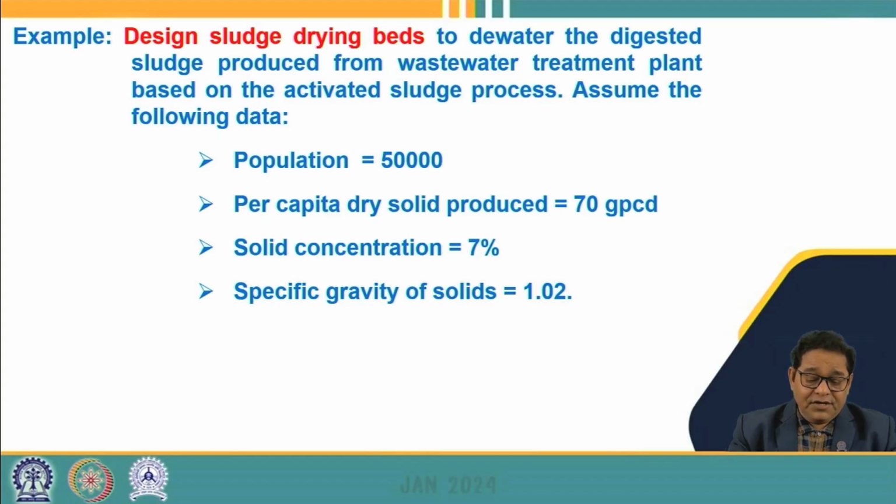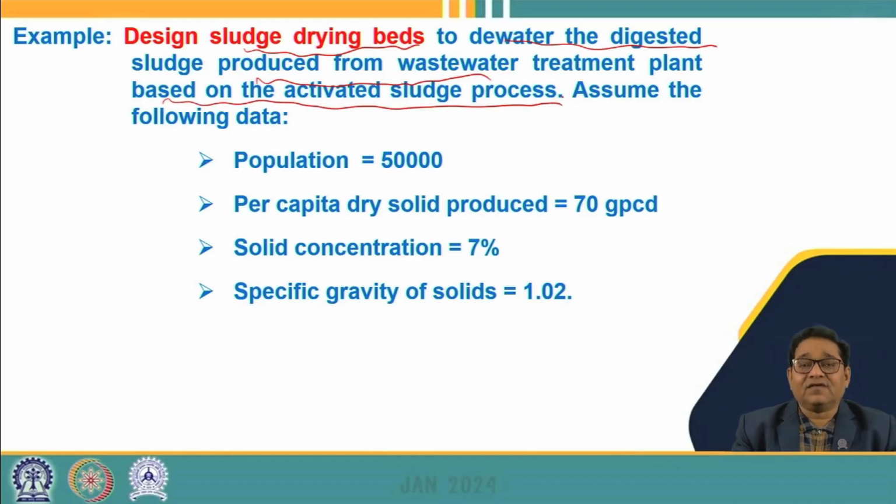So if we read out this example, here we see that we have to design a sludge drying bed to dewater the digested sludge which is produced from a wastewater treatment plant, which is based on the activated sludge process. And the following data we need to assume for the design of the sludge drying bed.